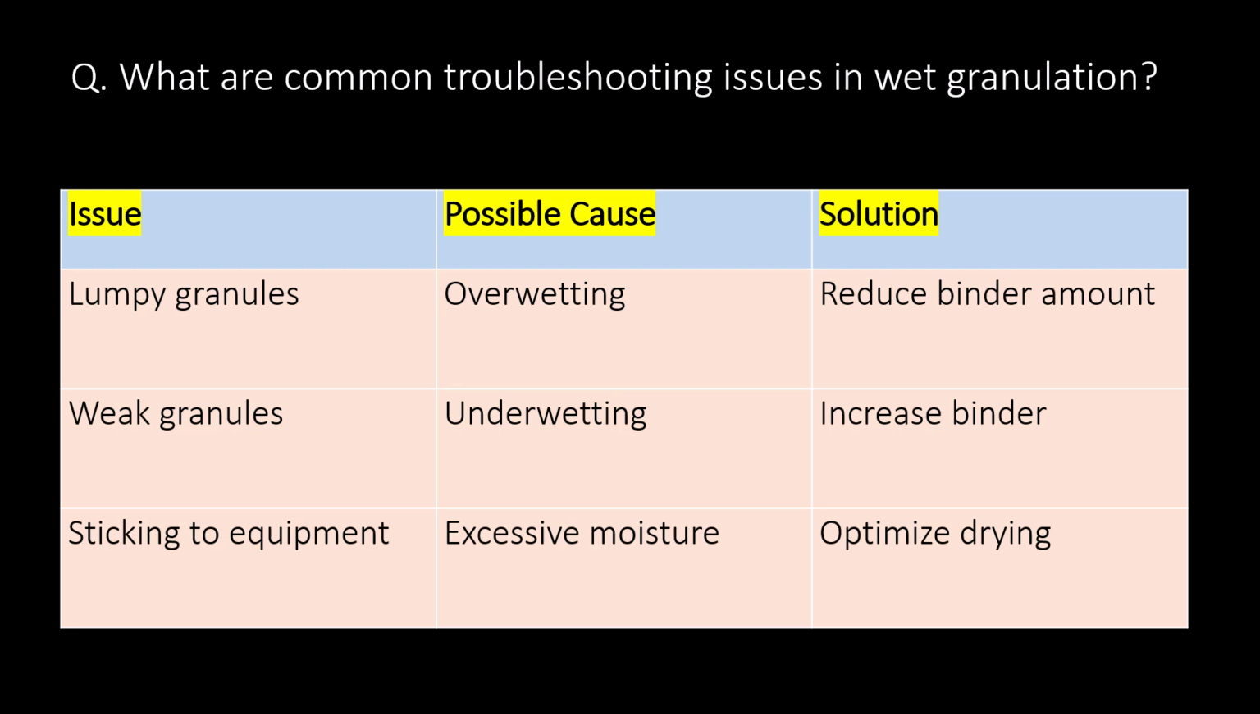Very frequently asked question: what are common troubleshooting issues in wet granulation? You can refer below table for issues, possible causes, and their solutions. First, lumpy granules. This can be reduced by reducing binder amount. Secondly, weak granules. This can be resolved by increasing binder amount. And third, sticking to equipment.